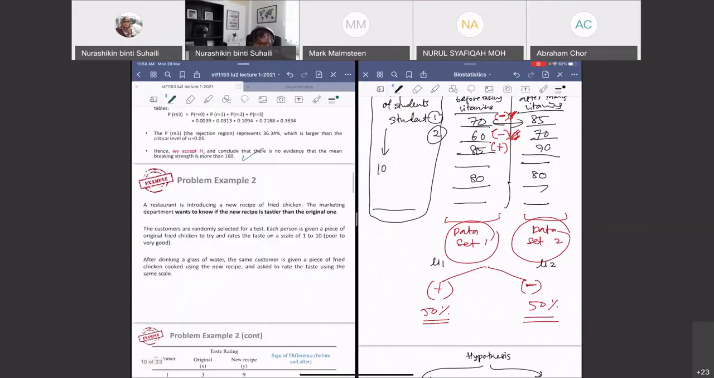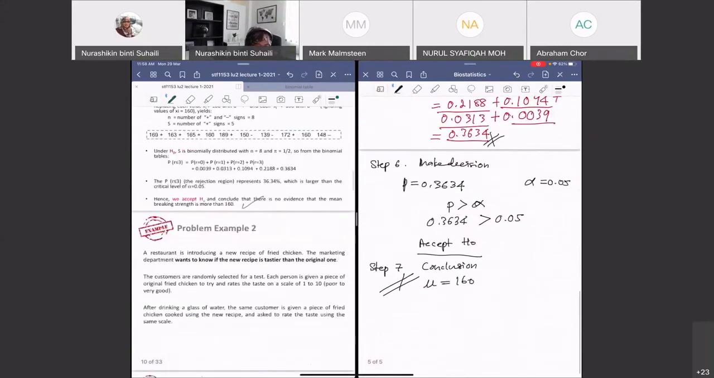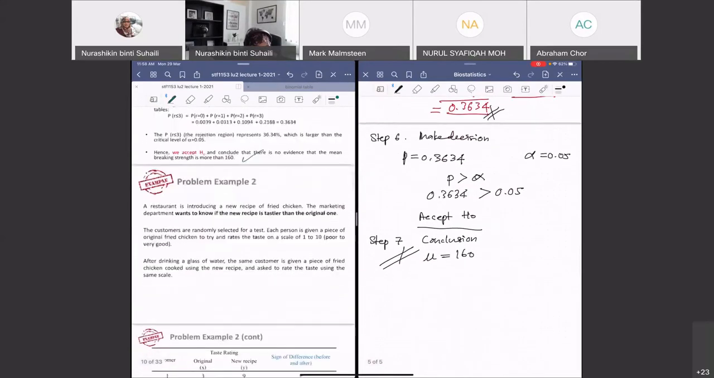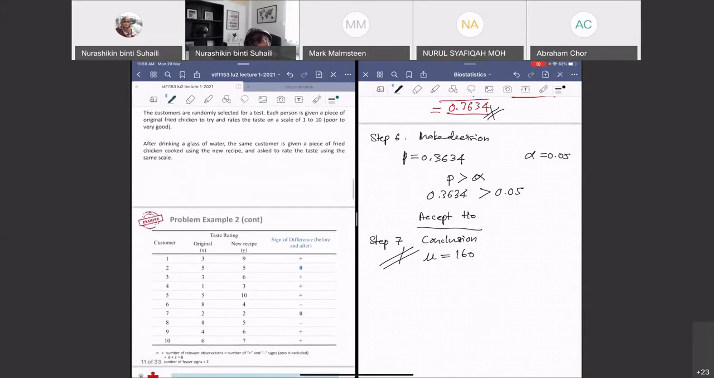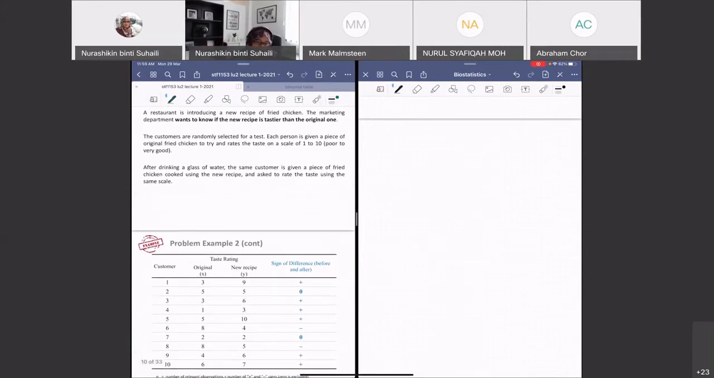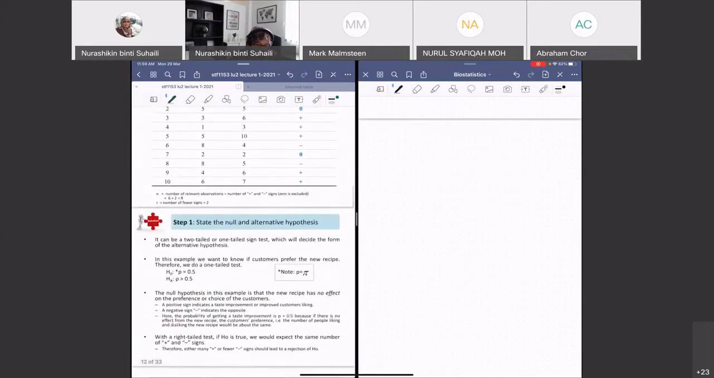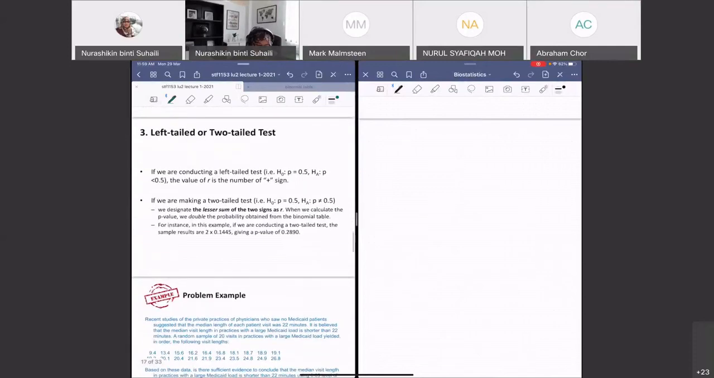Okay. So that is example one. I have another example here. I'm not sure whether I have enough time. Maybe you can go through it by yourself because the principle is the same. You apply the 7 steps. It's actually the same, just a different situation. So I leave it for you to go through by yourself. Okay, let's go directly to left tail or two tail tests.